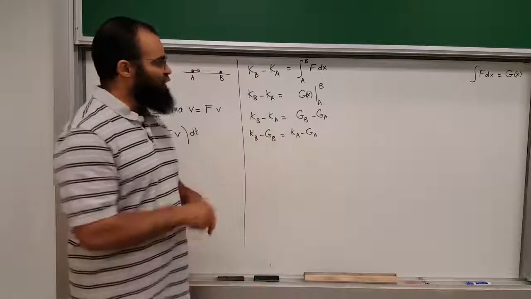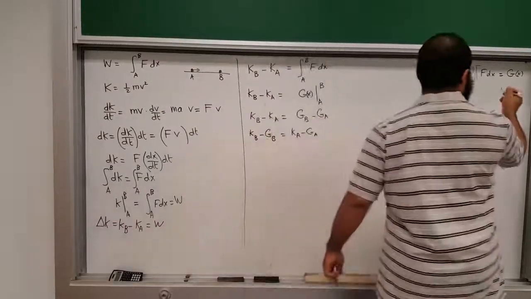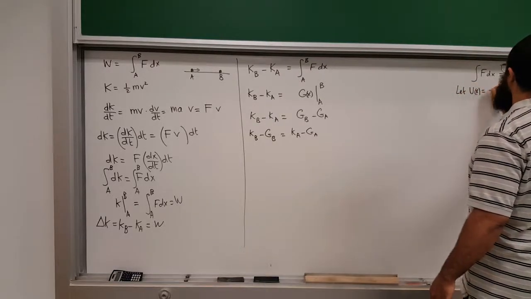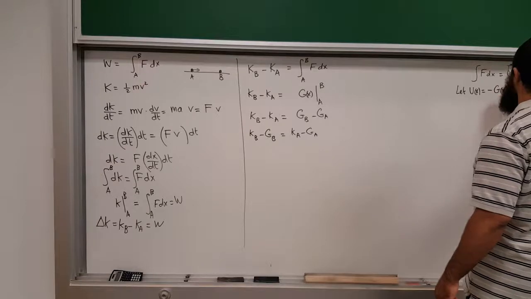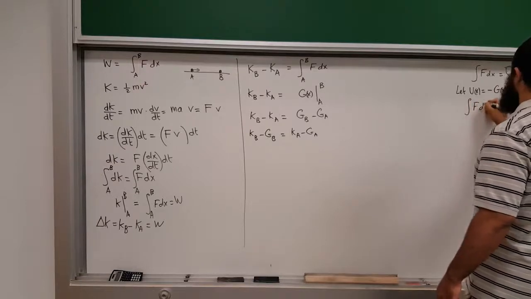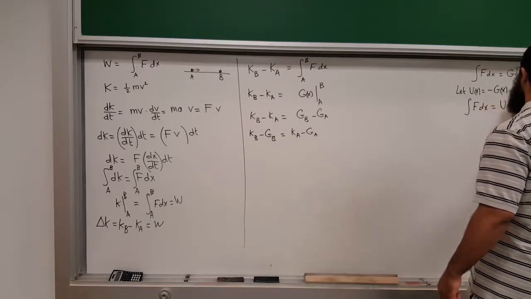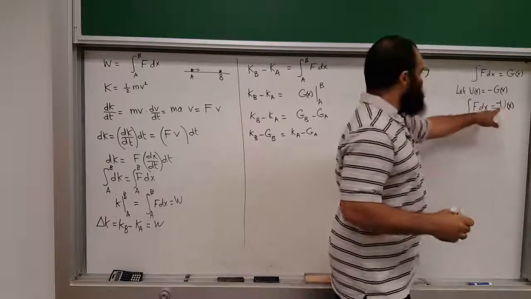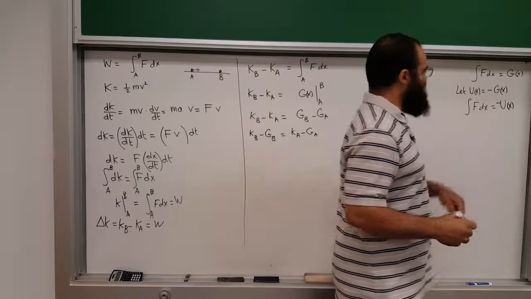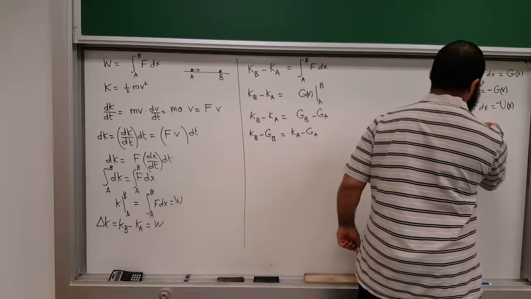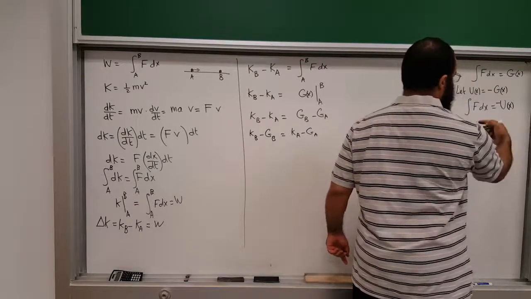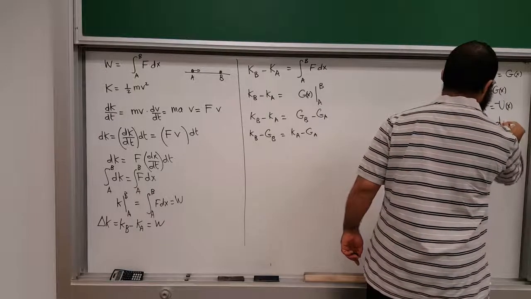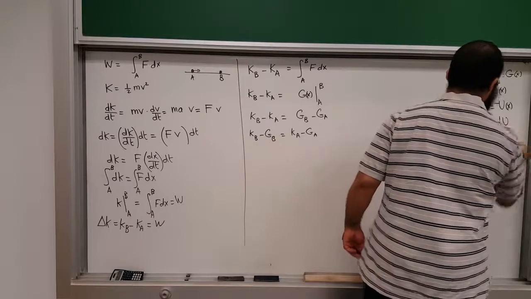So what we do is we define a new function. Let u of x equal negative g of x. That means the integral of f dx will equal negative u of x. So u of x is the integral of f dx with a minus sign. That means if you integrate a function and take the derivative of that, you get the function back. So f of x would be negative du dx.